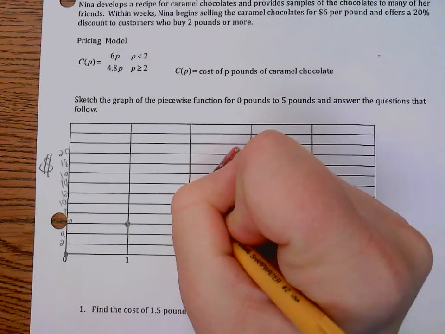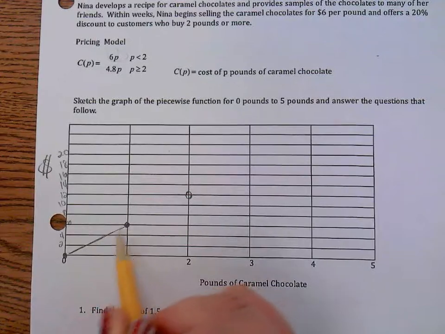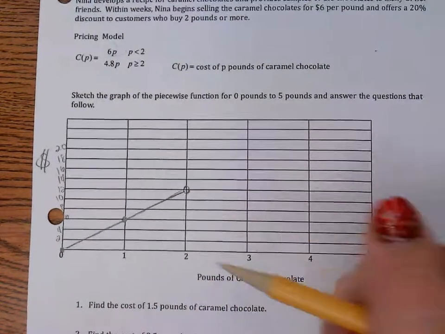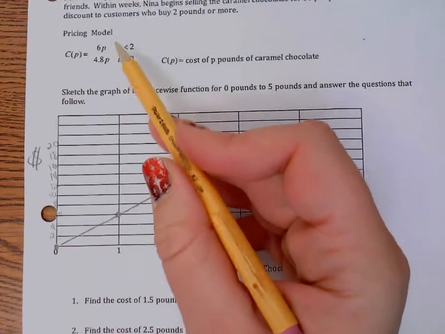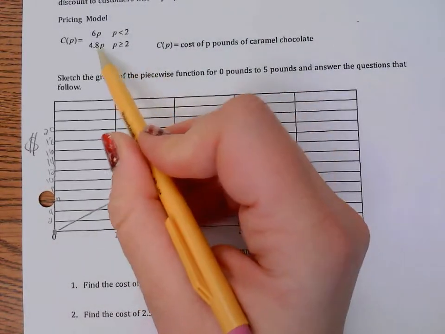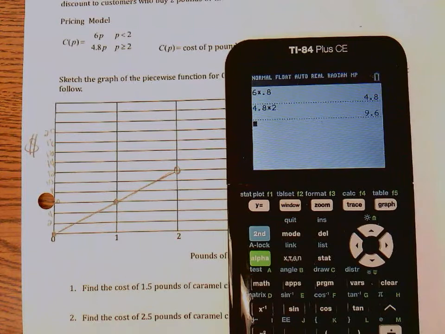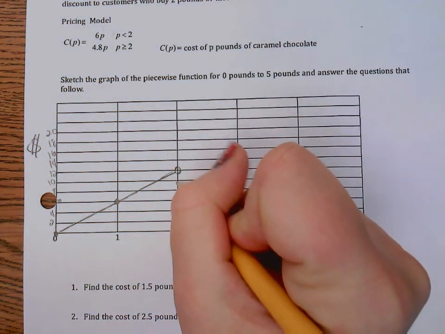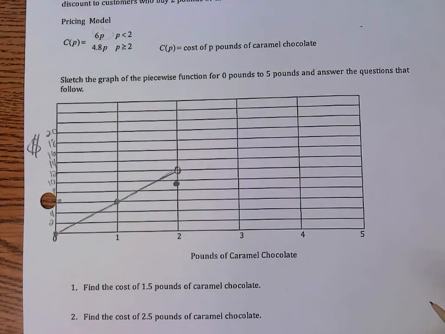So I'm going to do an open circle at 12 because I want to be able to draw my graph all the way over to 2 pounds. So even though at 2 pounds I start receiving the discount, this would be a straight line function 6p through the origin, slope of 6. So what happens when I buy 2 pounds? What is $4.80 times 2? $9.60. So at 2 pounds, I give them a discount and they only pay $9.60.